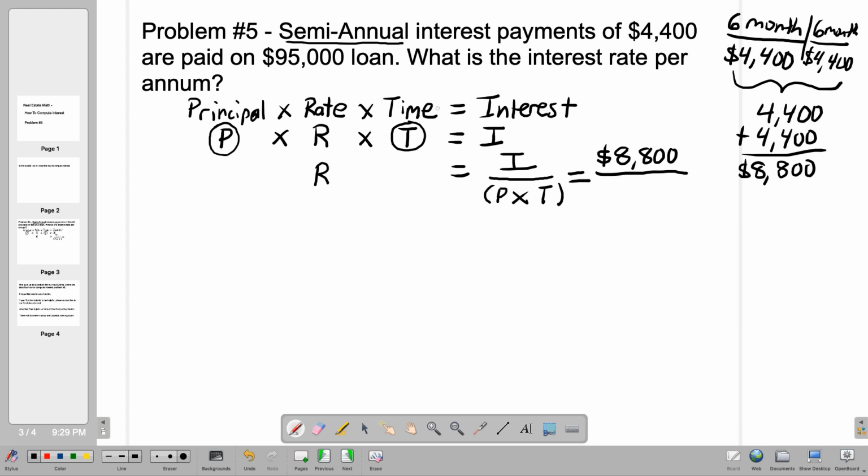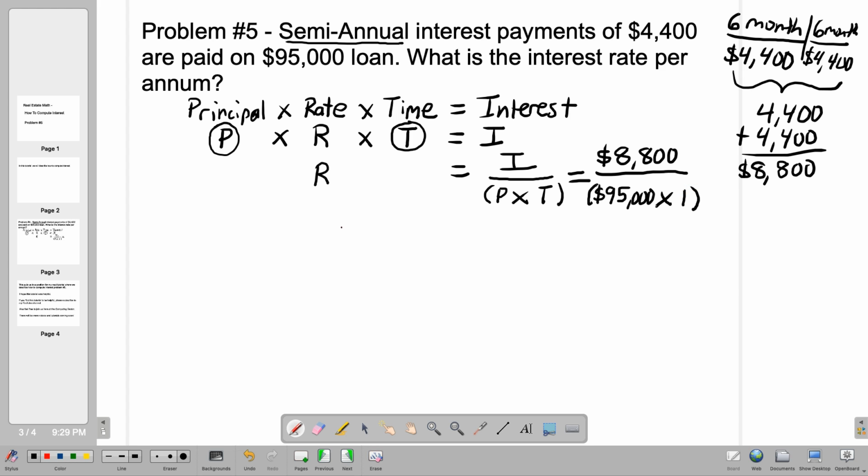Okay, now we have a loan amount, paid on a loan amount. The $95,000 loan represents the principal. So let's plug it in for P. And then we have our time factor. Now, even though we have semi-annual interest payments of $4,400 paid on a $95,000 loan, we only use that to figure out what our interest was. But the question is, what is the interest per annum? And when you see the word annum, that represents a full year. So that means our time factor is 1.